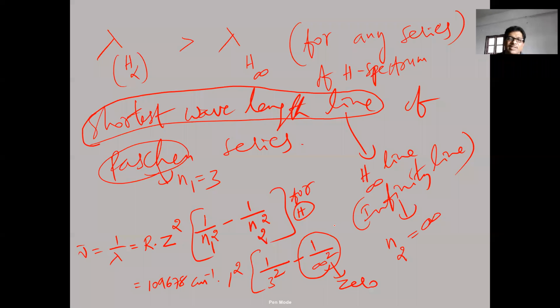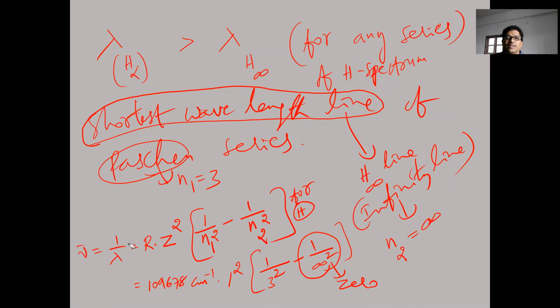So 1 by infinity square is 0, and 1 by 3 square is 1 by 9 minus 0. So 1 by 9 into R, and 1 square is 1 anyway. Like this we have to substitute the given values. Is that clear now? So it is about the calculation of wavelength and nu bar. This equation is called Rydberg's equation. After calculation of lambda and nu bar, we can also calculate energy and frequency.